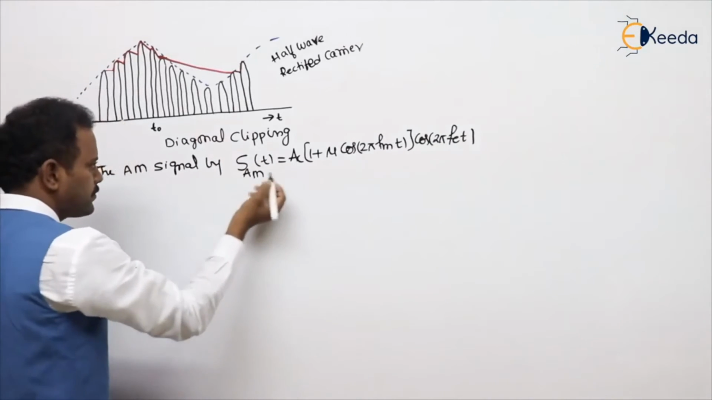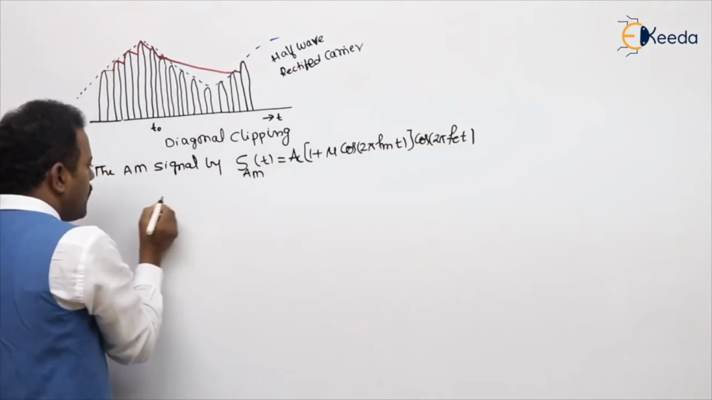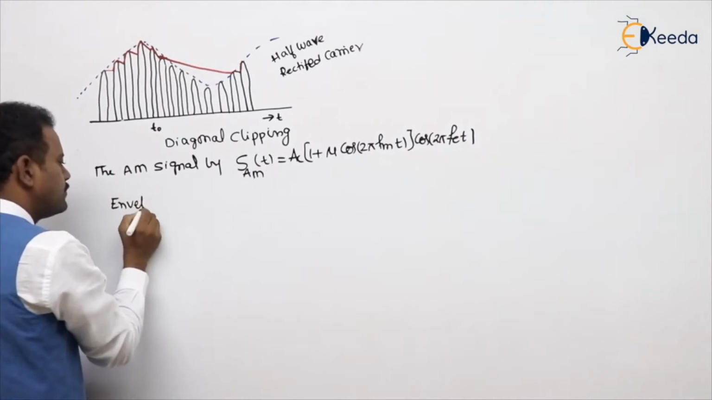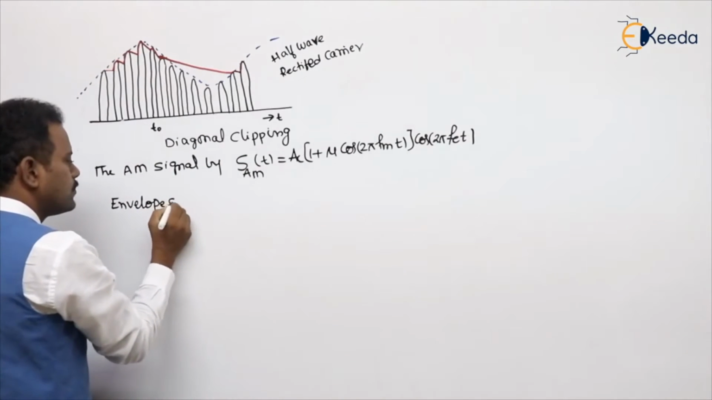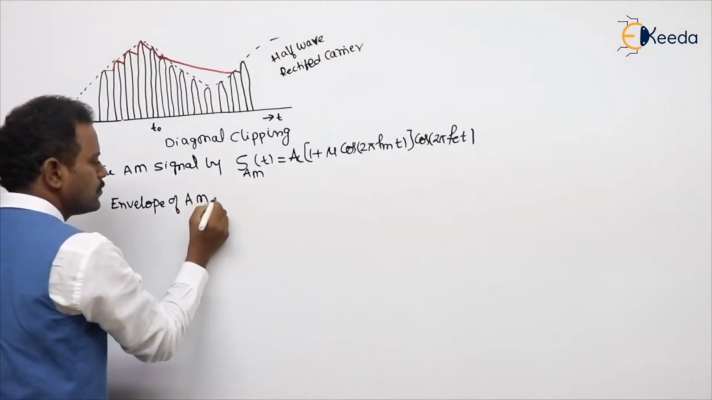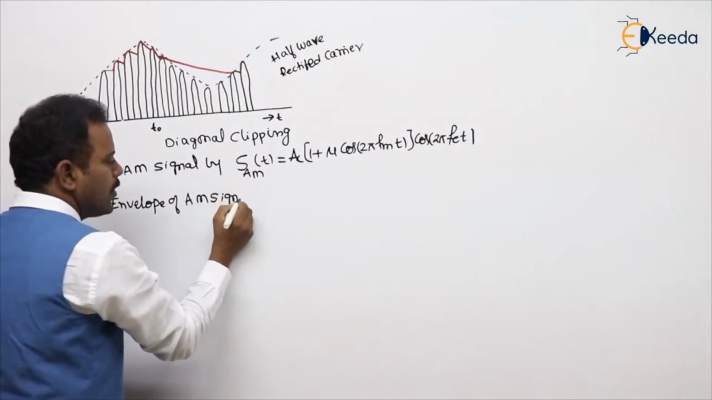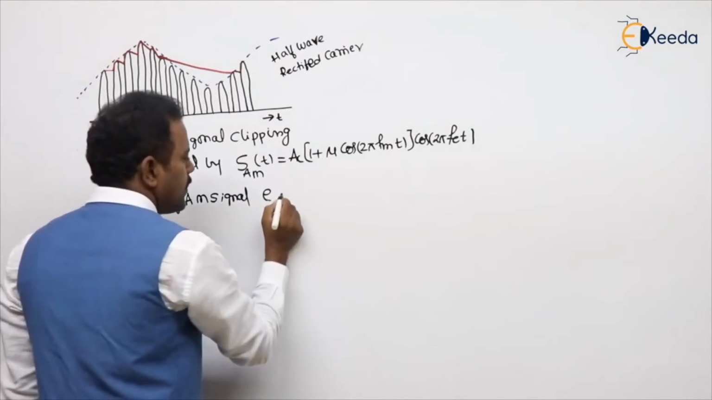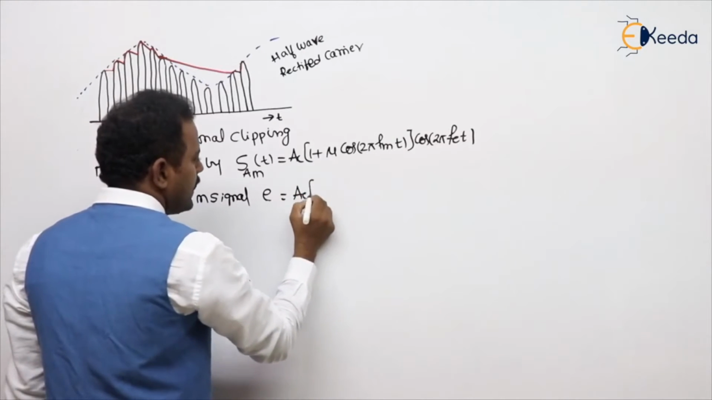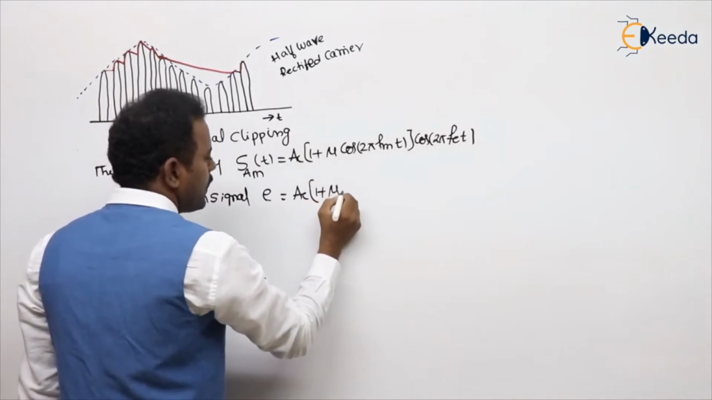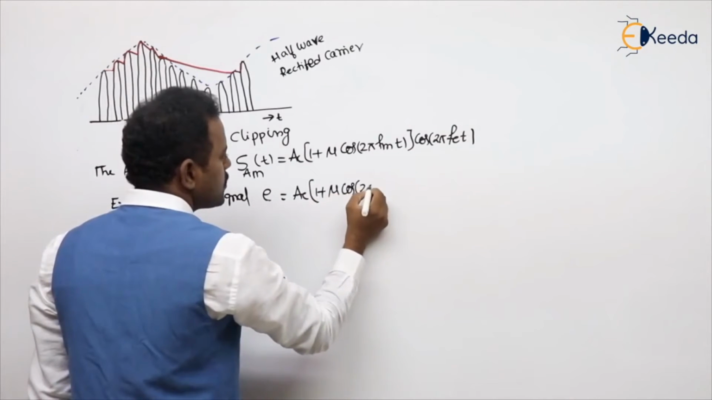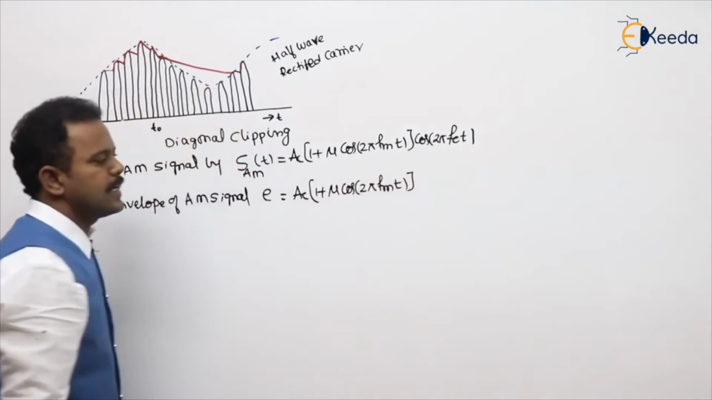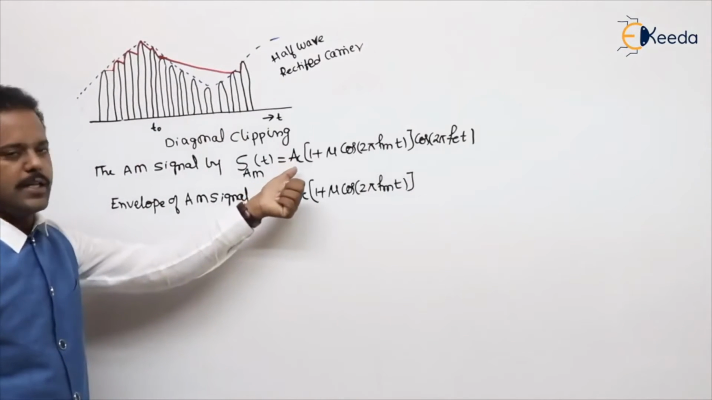Now, try to see here. I am writing the envelope of the AM signal. What is the envelope, sir? I am indicating it with E. The envelope is AC into 1 plus mu into cos 2 pi FMT. This is the envelope of the AM signal.